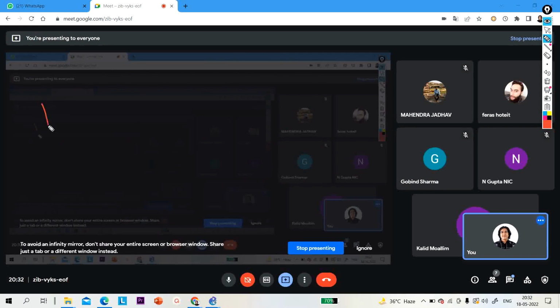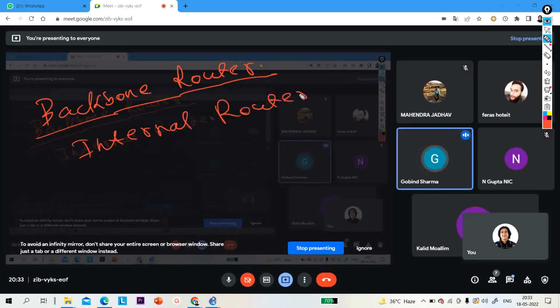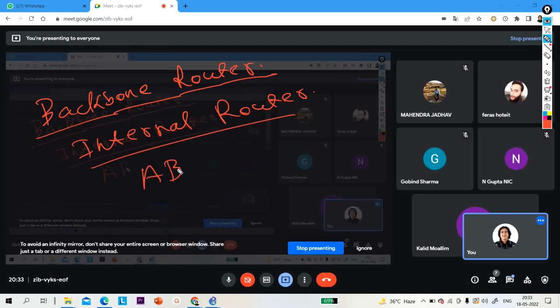Now, what is a backbone router? A router present in area 0 will be known as a backbone router, a router whose all interfaces belong to area 0. That router is known as a backbone router. Okay, what is an internal router? One whose all interfaces lie in a regular area. Fine.